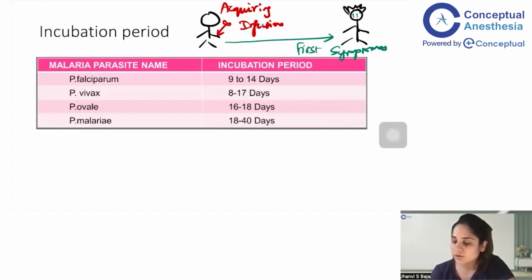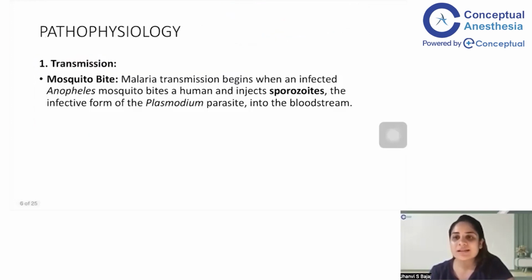All right. So Plasmodium falciparum incubation period is 9 to 14 days. Vivax incubation period is 8 to 17 days. Ovale and malariae is more. It takes about 2 to 3 weeks. It may even take up to a month for Plasmodium malariae to show up as a symptom in the person. Okay, so we will remember only falciparum and vivax because they are more important for us. So once the person gets bitten by the mosquito, within 1 to 2 weeks he will start showing symptoms of malaria. All right. Now, what is the pathophysiology?